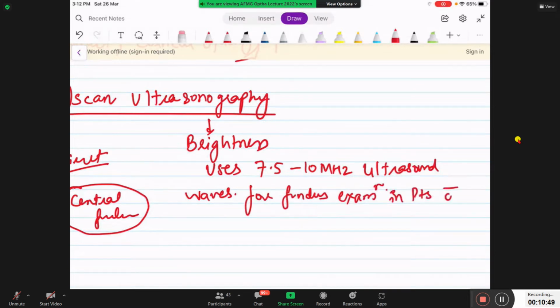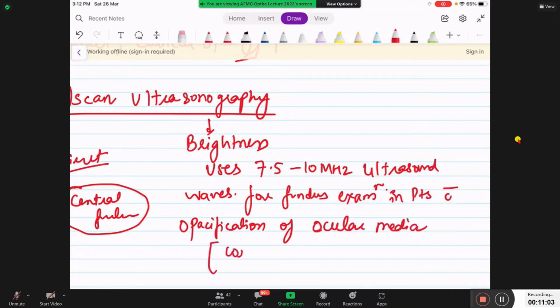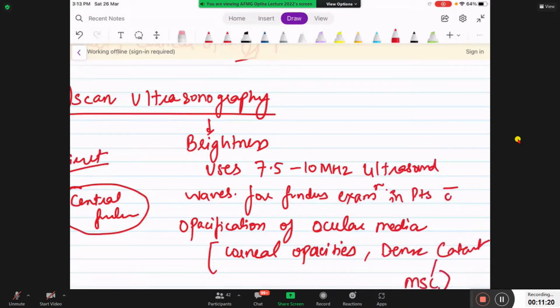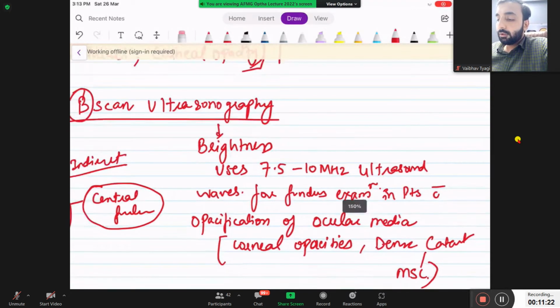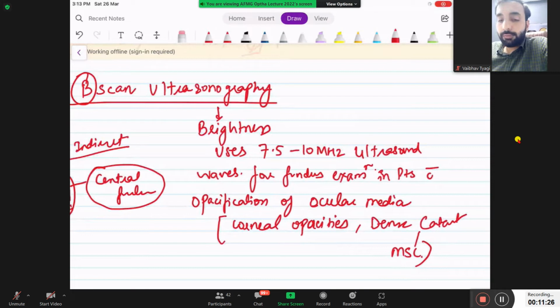In patients with opacification of ocular media. What do you mean by ocular media? Means corneal opacities, dense corneal opacities which are very big in size, or very dense cataract or mature senile cataract. So in those patients, we can do B-scan ultrasonography to examine the retina of the patient.